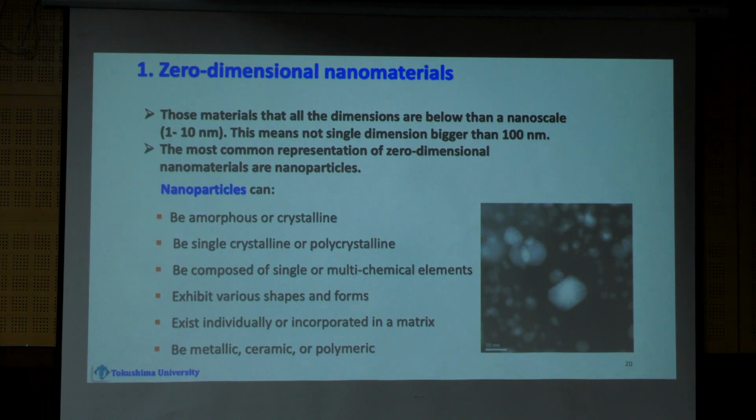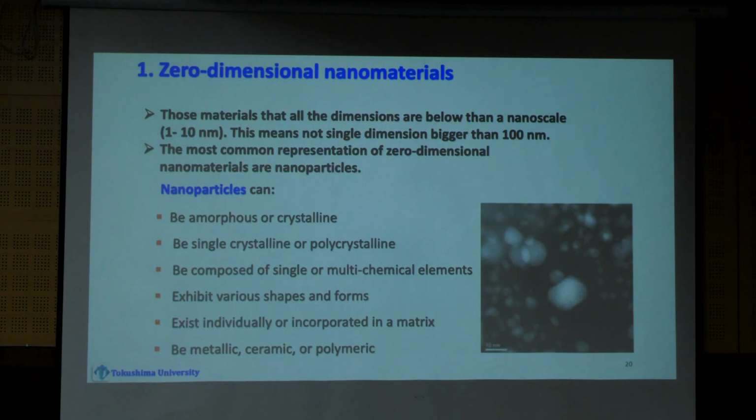Various shapes and sizes are possible. So quantum dots also have shape and size from 2 nanometer to 10 nanometer. It exists individually or incorporated in a matrix. So you can make it separately, or you can put this zero dimensional nanoparticle into separate nanomaterial. Those nanomaterials might be 3-dimensional, 2-dimensional, or 1-dimensional. You can use this zero-dimensional material for making nanocomposite material. And they might be metallic, ceramic, or polymeric.